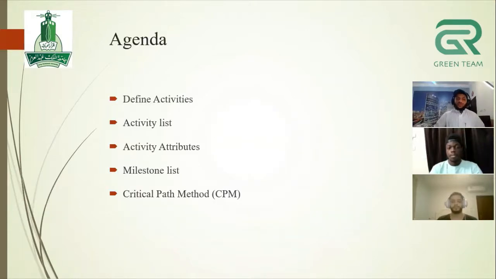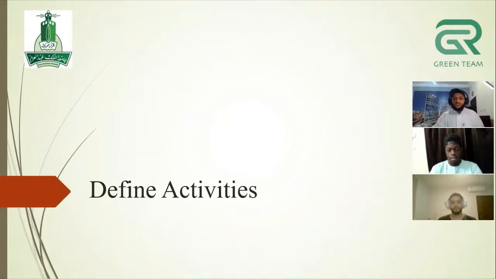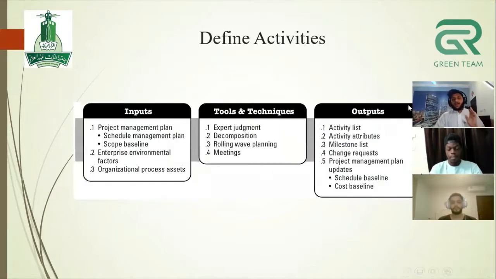First, we will talk about what the activities are, what the meaning of activities is. Then, what are the activity lists? What is the activity list for our project? Then, what is the activity attribute? After that, we'll talk about the milestone list, and finally, the critical path method, CPM. So let's start. First, defining the activities.